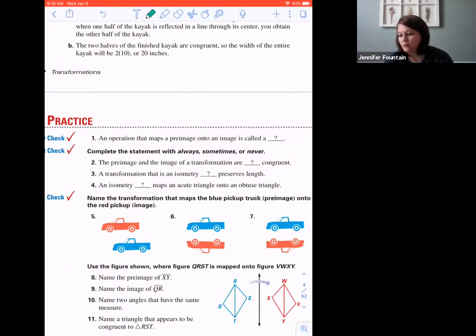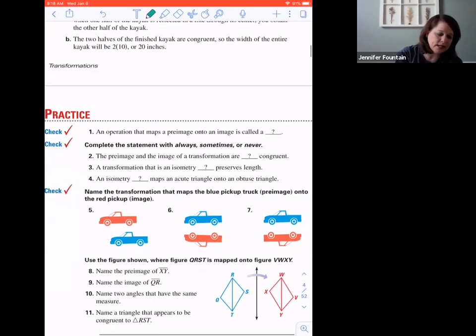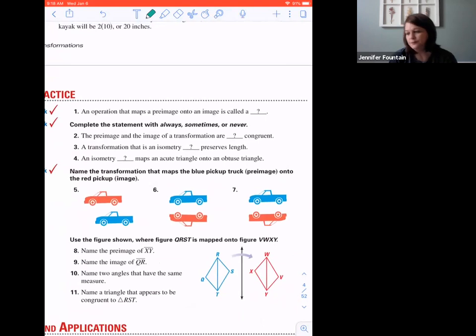All right, so now we've got some pickup trucks and we're telling what type of transformation we have. Remember, our options for transformations are going to be reflections, rotations, translations. So look at number 5. Is this going to be a translation, a reflection, or a rotation?